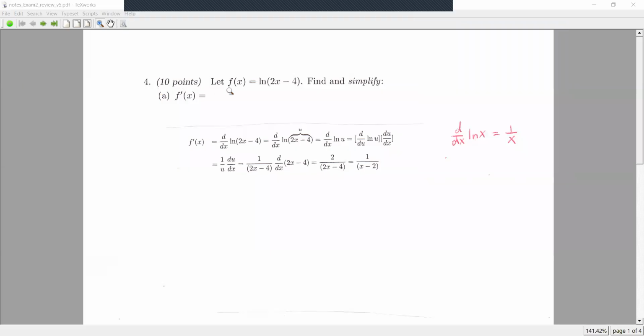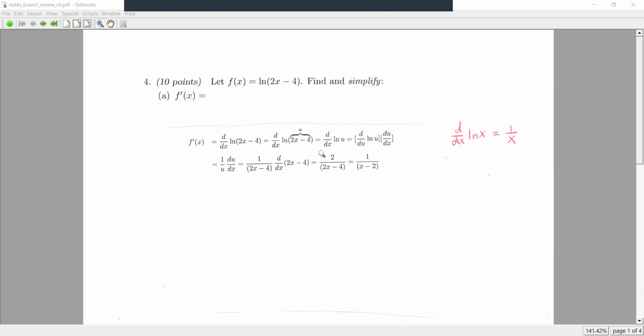Problem 4. Function f is natural log of 2x minus 4. Find and simplify the following derivatives. Part A. Compute the derivative of function f. The function is a composite function, so I need the chain rule to compute the derivative. I simplify the function by introducing u. I let u be 2x minus 4. Then the function becomes natural log of u.